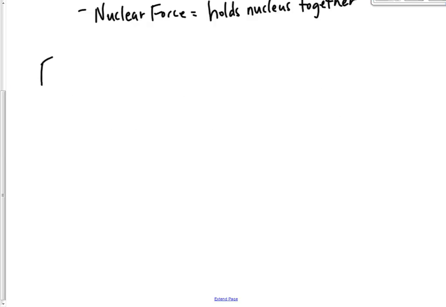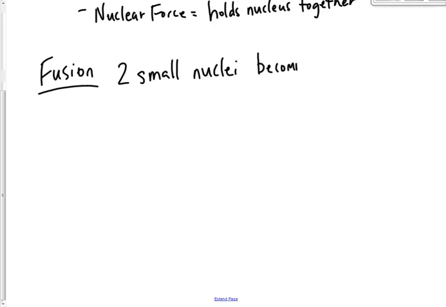Okay, first one is fusion. If you fuse something together, you're going to take two things and make them one. So this is two small nuclei becoming one large nucleus. Two small nuclei becoming one large nucleus.